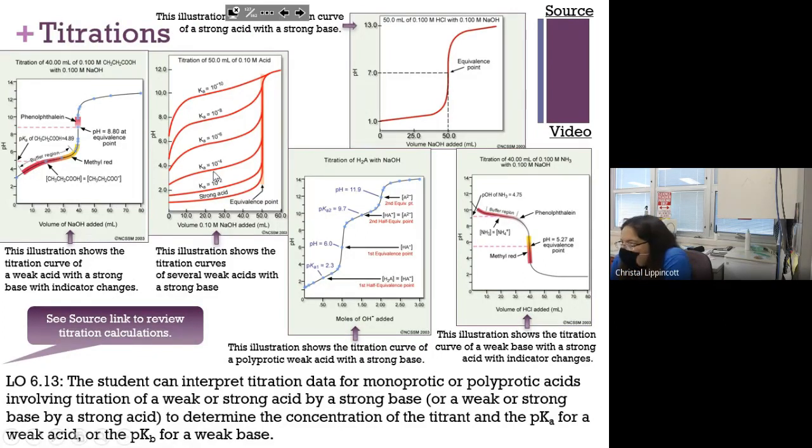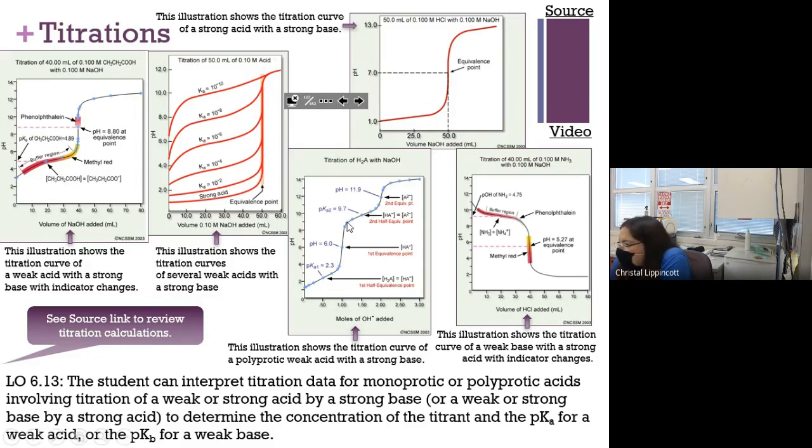So titrations, this has extra information on it in that slideshow if you want to go through and click these, and watch the videos that are associated with it. This is all in the slide presentation that I uploaded to Google Classroom. But these will give you different ideas of titrations. Again, you've got your Ka values with different acid molarities here.